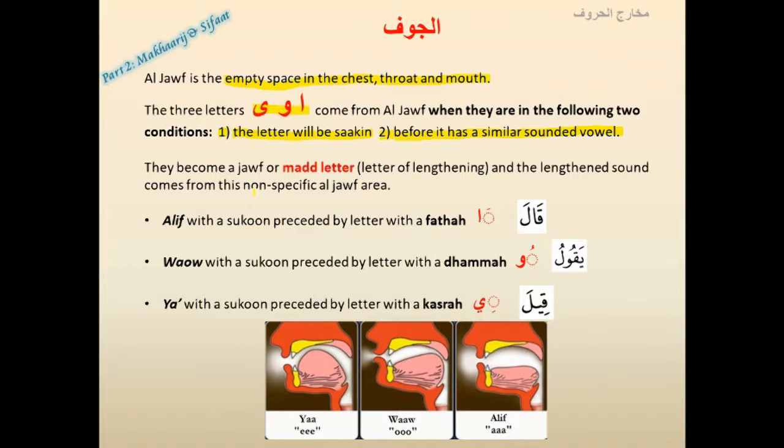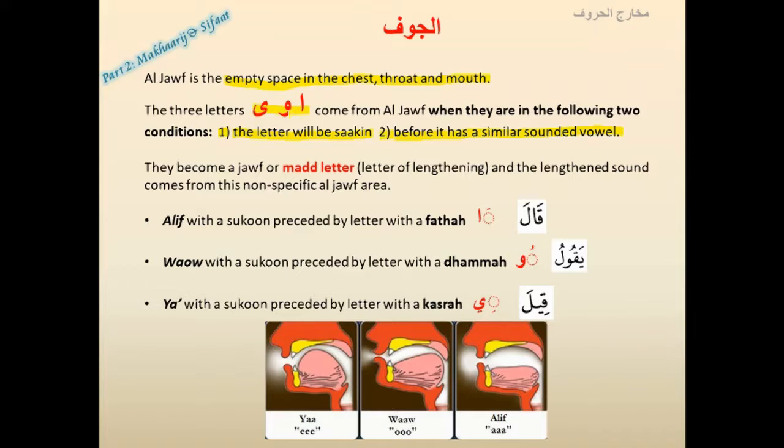So it's actually the sounds u and e that we read in the Qur'an, in words such as ya ayyuhal ladhina, for example, or alladhi, this e sound comes from al-Jawf. And amanu, the Waw, the u sound, comes from al-Jawf.